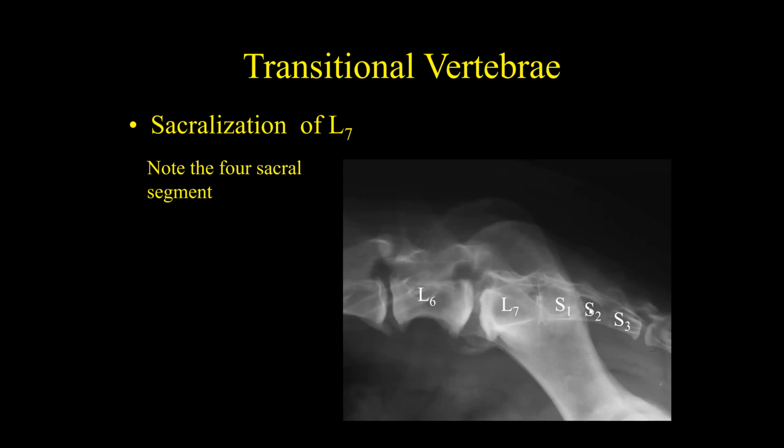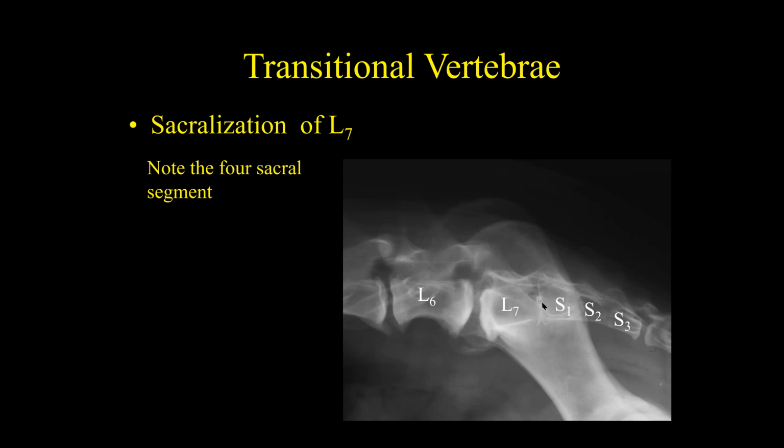L7 is looking at its neighbors, these sacrums, and it's going, man, I sure wish I could be a sacral vertebrae instead of a lumbar vertebrae, and it tries to mimic that. So it's a confused vertebrae that thinks, I don't really know my own identity and I want to be like these guys. And so it starts to fuse with the sacrum and look like a sacral vertebrae.